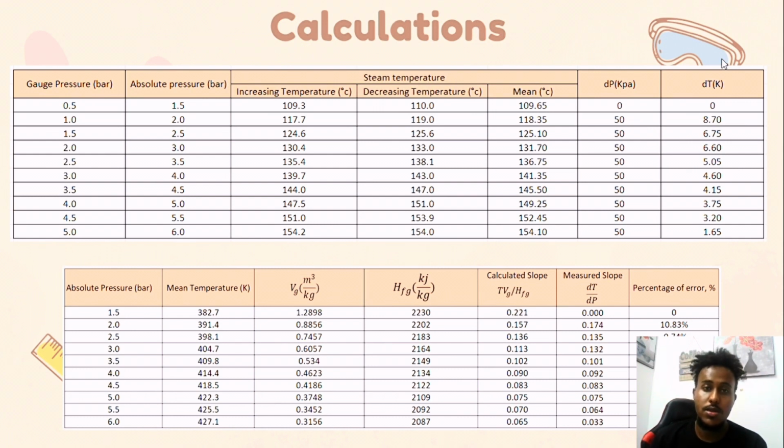This is how I did the calculations. The table has gauge pressure in bar and absolute pressure in bar, increasing temperature, decreasing temperature, mean temperature, dV/dt, Vt, Fj, calculated slope, measured slope, and percentage error. Absolute pressure is the gauge pressure plus 1, like 0.5 plus 1 is 1.5. Then the increasing pressure and decreasing pressure I added and divided by 2, and then I got the mean.